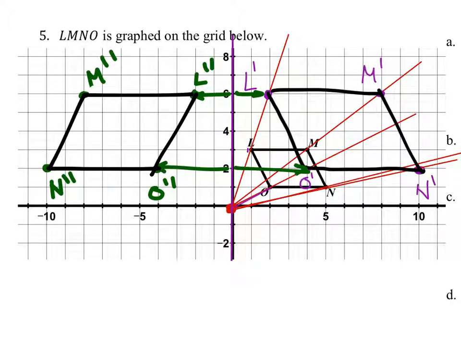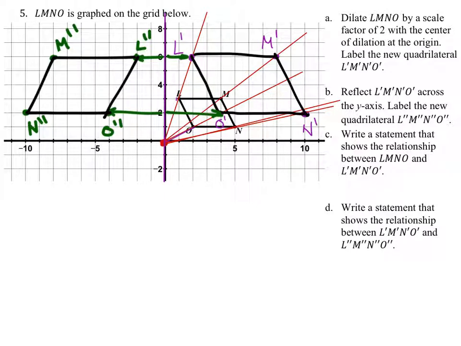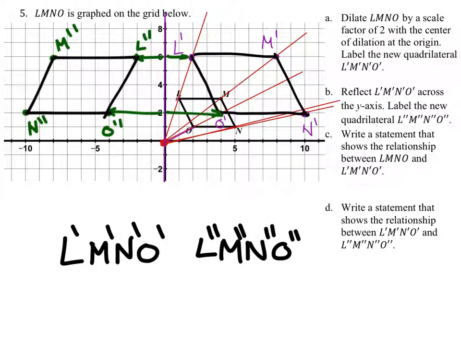And there we go. Now it has been dilated and then reflected. Now let's write a statement that shows the relationship between L prime, M prime, N prime, O prime, and the double prime. What should we put between these two to make a statement? These two are similar. However, these two are more than just similar. They're also congruent. So we'll just put the congruent sign between them.